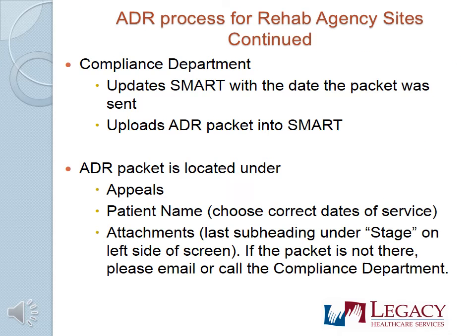Once the Compliance Department has compiled the ADR and electronically submitted it, they will update SMART with the date the packet was sent. They will also upload the ADR packet into SMART for future reference in case the claim is later denied. The ADR packet will be located in the Appeals section under the patient's name and the dates of service in the subheading Attachments, which is located on the left side of the screen. If for some reason the packet isn't there and you're in need of it, please contact the Compliance Department and they will email it to you.